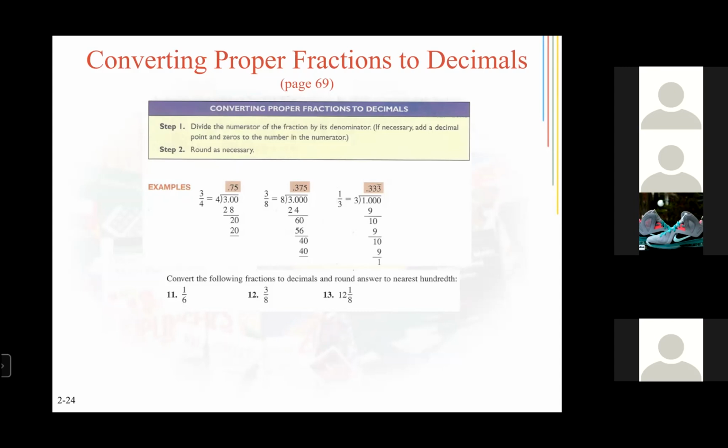Now in the questions at the bottom, they ask you to convert the following fractions to decimals, rounding to the nearest hundredth. Some of those fractions will continue on and on and on. For example, if you look at 1/6, divide 1 by 6, what do you get?